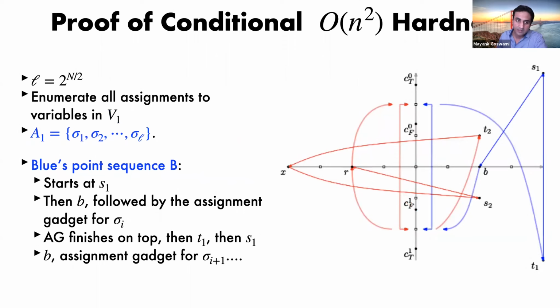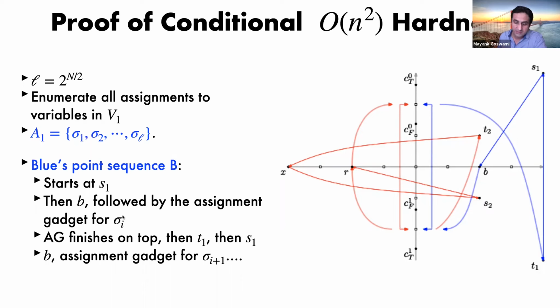And now, what does the full curve look like? Let's say L is 2 to the n half. First, recall that A1 is the set of all possible assignments to the variables in the first group. So blue's final curve we'll build according to A1. What's blue's point sequence? Blue will start from this point S1 that you see on the top right here. It'll go to B. Once it is at B, it will start doing its assignment gadget. First, it'll do it for sigma 1, and then sigma 2, and so on.